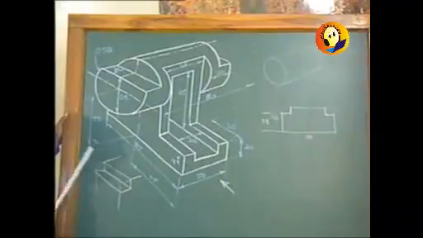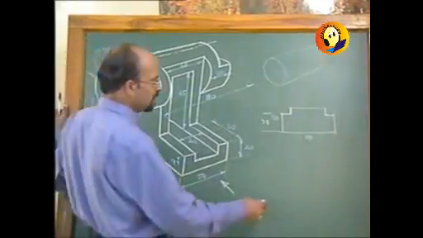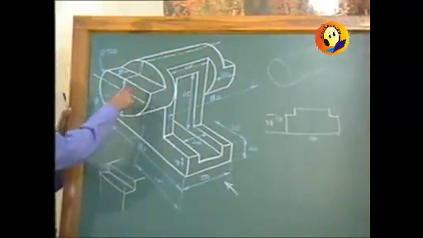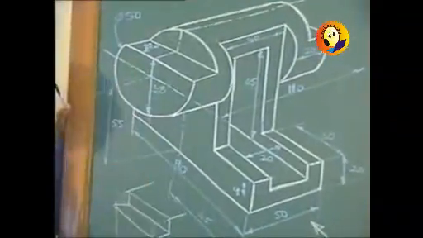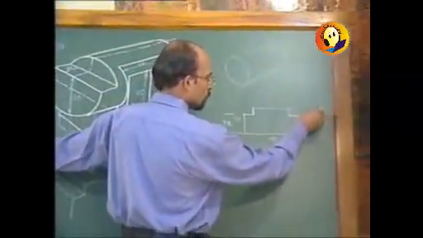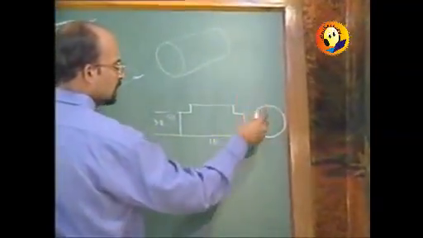What about the side view of that cylinder? The side view of that cylinder, when you look from the left, will be a circle and a horizontal line drawn in it at a distance 38. So the side view, if at all you want to draw it, is going to be a circle of diameter 50.